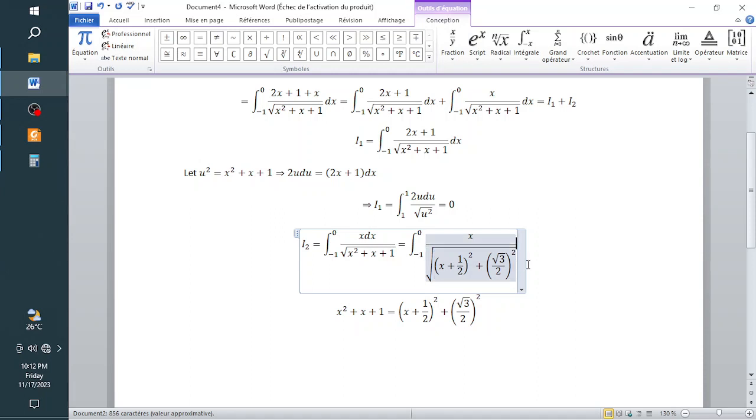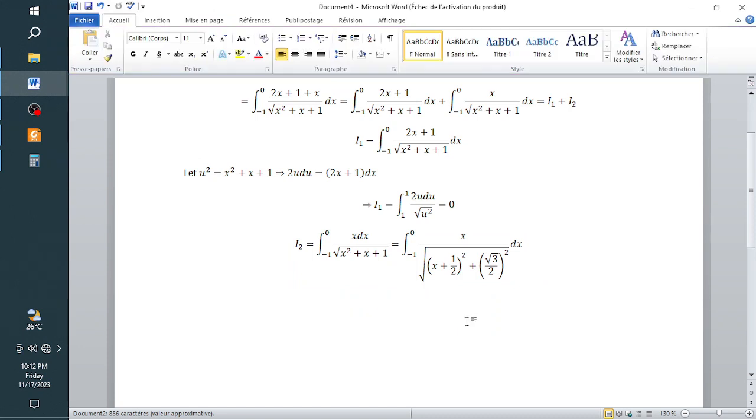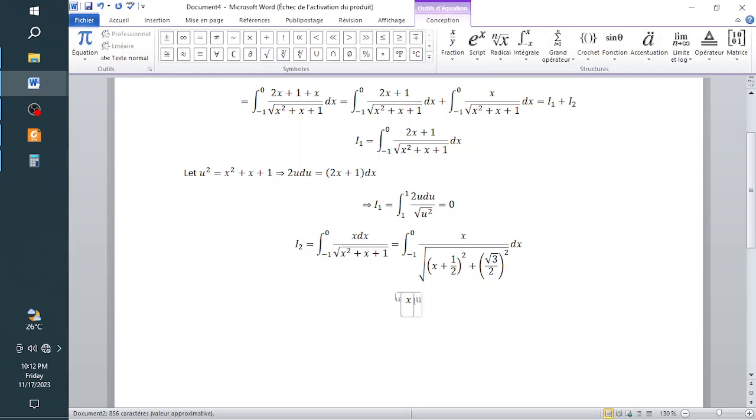Now let me see which substitution can go. Maybe hyperbolic can go? Yes, hyperbolic can go. Or maybe tangent can go. If I let x plus 1/2 be equal to root 3 divided by 2 tan theta, you realize that if I differentiate both sides, the dx will give me root 3 divided by 2 sec squared theta d theta.